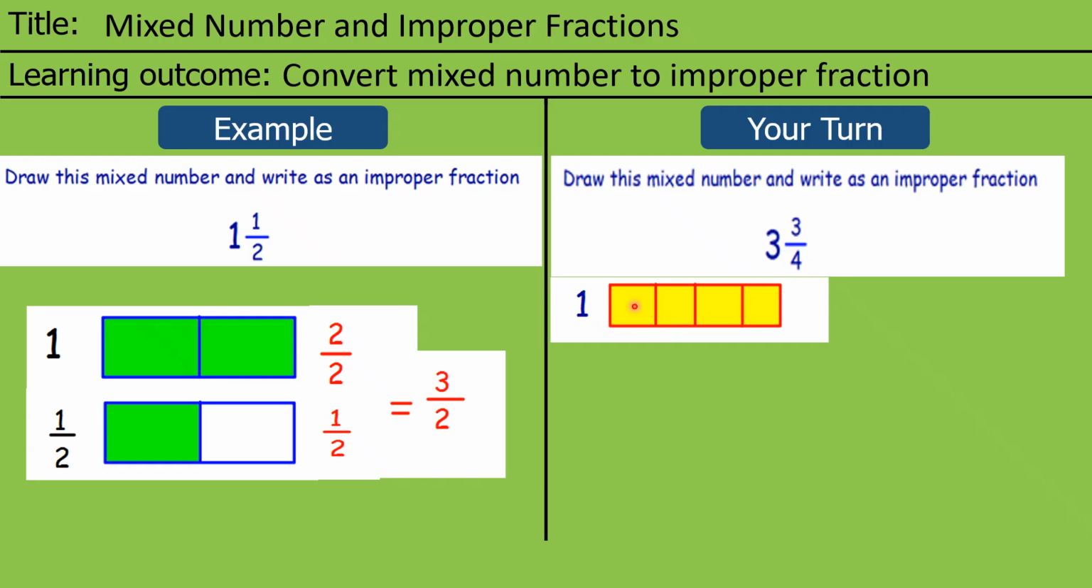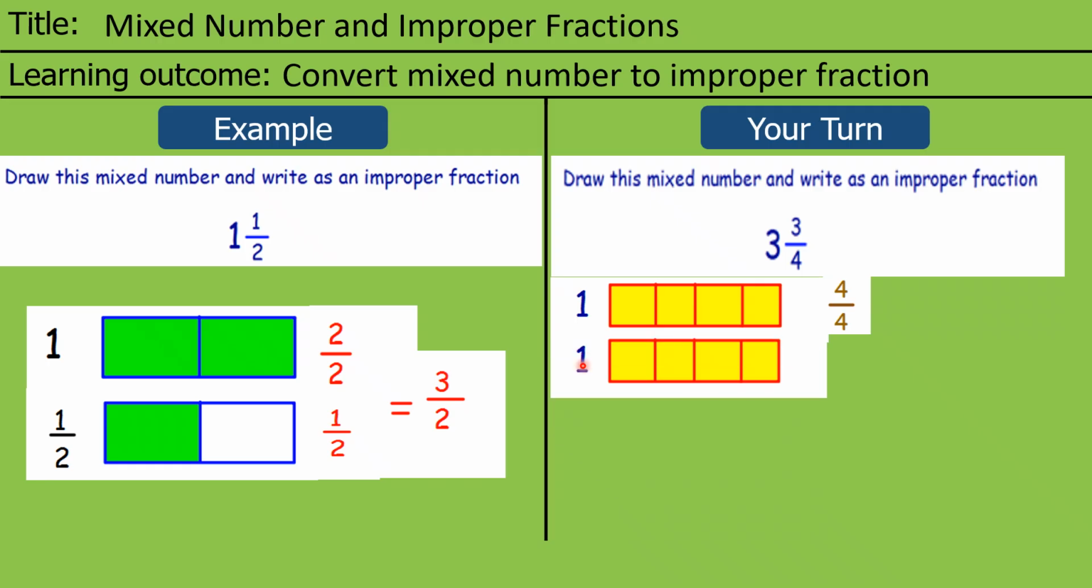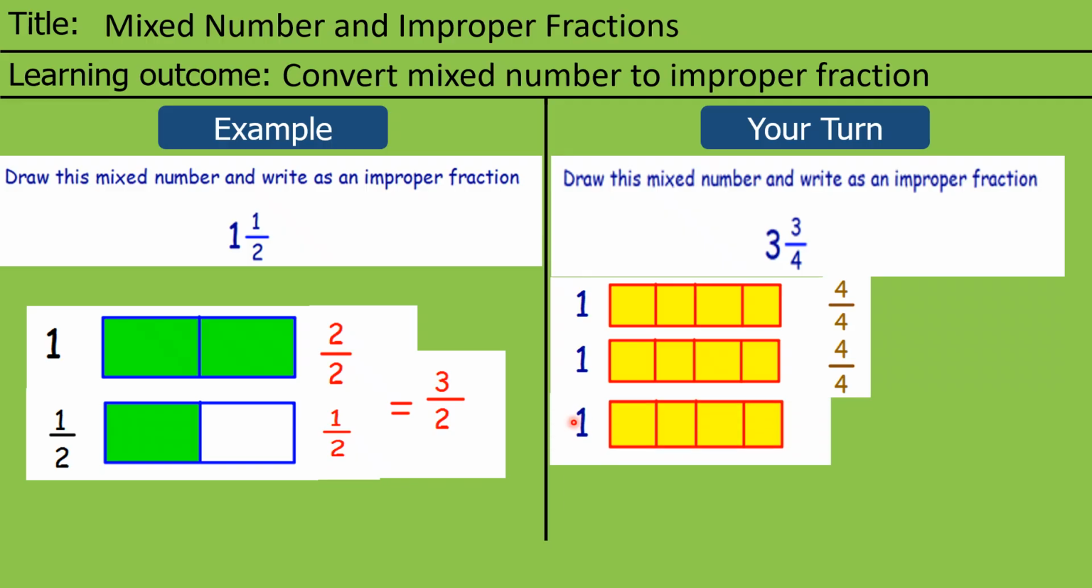So we have 4 quarters here. So that's 1. And then another one, because 1 add 1 is 2, which is 4 quarters. And then for us to get our 3, we need another one, which should be divided into 4 equal parts. So here we have 1, 2, 3, 4 quarters. And then finally we will have 3 quarters.